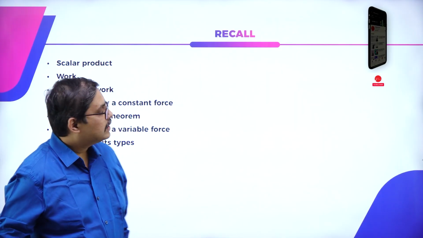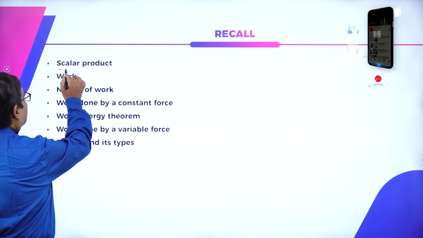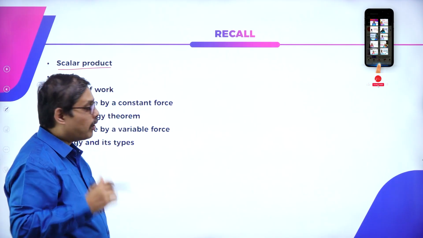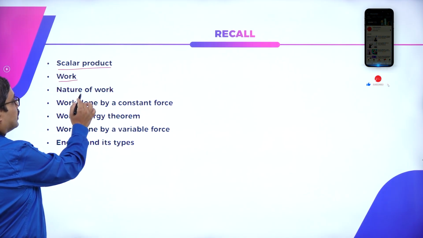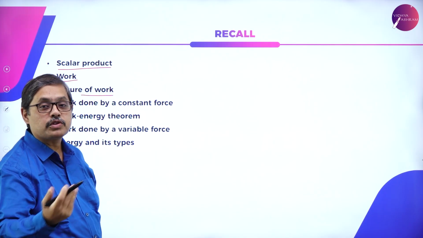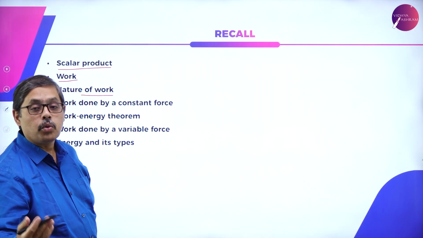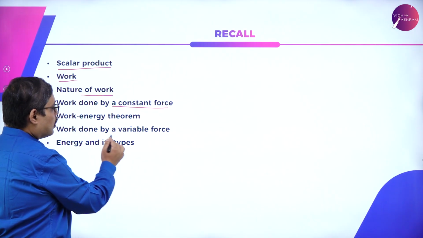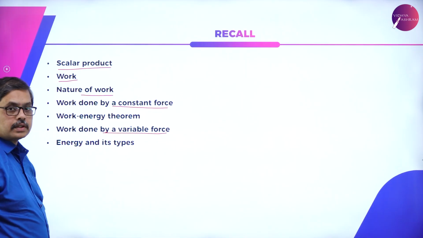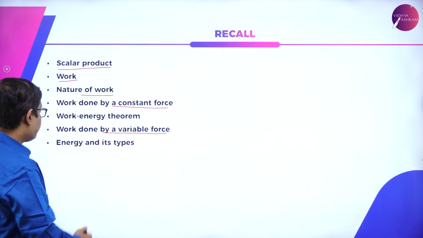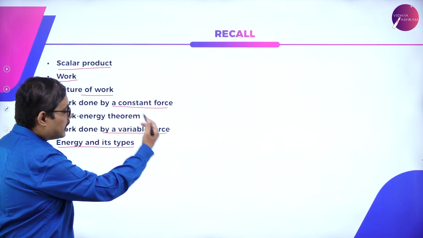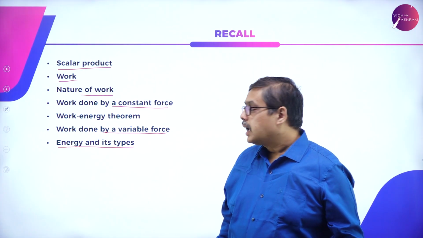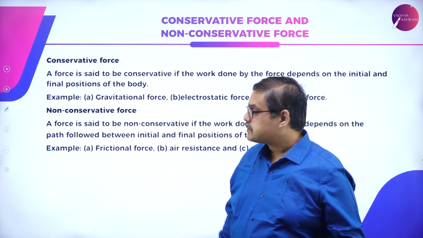In the previous session, we had a discussion regarding scalar product, all the properties and the operations that were performed in scalar products, what was work, the nature of work, which meant what was positive work, what was negative work, when was work said to be zero, work done by a constant force, work done by a variable force, the work energy theorem, energy and its types. Okay, let us move on and have a look at the other concepts today.